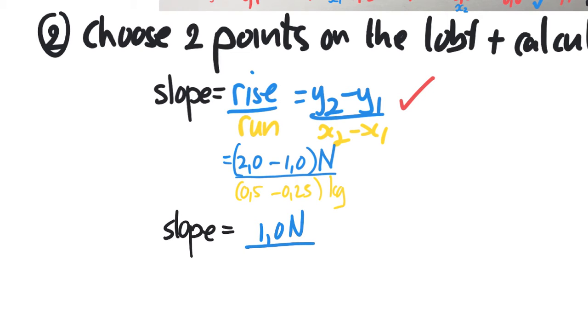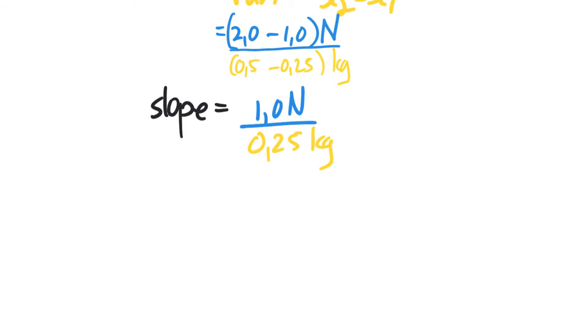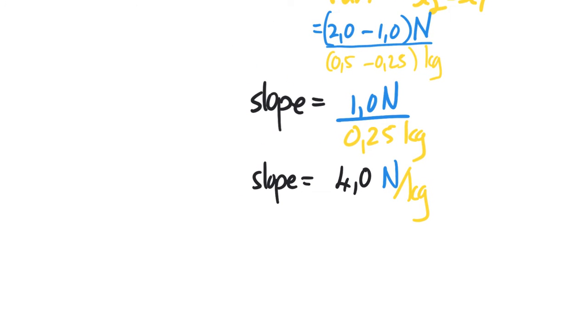Downstairs, (5) minus (0,25) gives us (0,25). And if we divide that, we get that the slope is 4,0 newtons per kilogram. Okay, the slope is also known as the gradient in mathematics. Okay, cool. Right, so there we go.